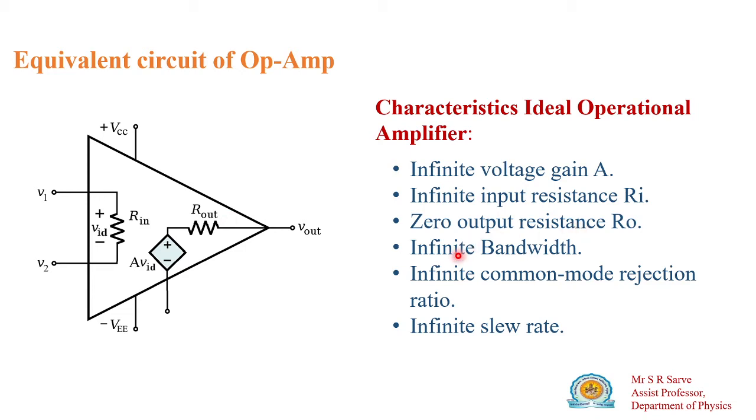It has a very good frequency response, meaning it can amplify zero frequency signals up to very high frequency signals. Hence it has infinite bandwidth. Then it should have infinite common mode rejection ratio and infinite slew rate. So that we are going to learn in the next slides.